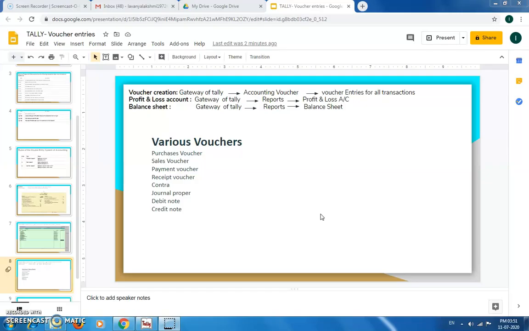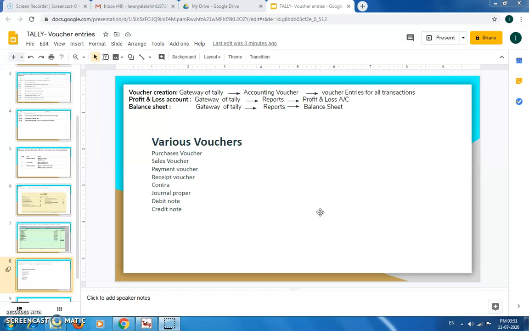Next, voucher creation. In Tally, there are various vouchers: payment voucher, purchase voucher, receipt voucher, sales voucher, contra voucher, journal proper, debit note and credit note. All credit purchases must be entered in the purchase voucher. All credit sales are entered in the sales voucher. Whatever cash comes in will be recorded in the receipt voucher. Whatever cash is going out will be recorded in the payment voucher.